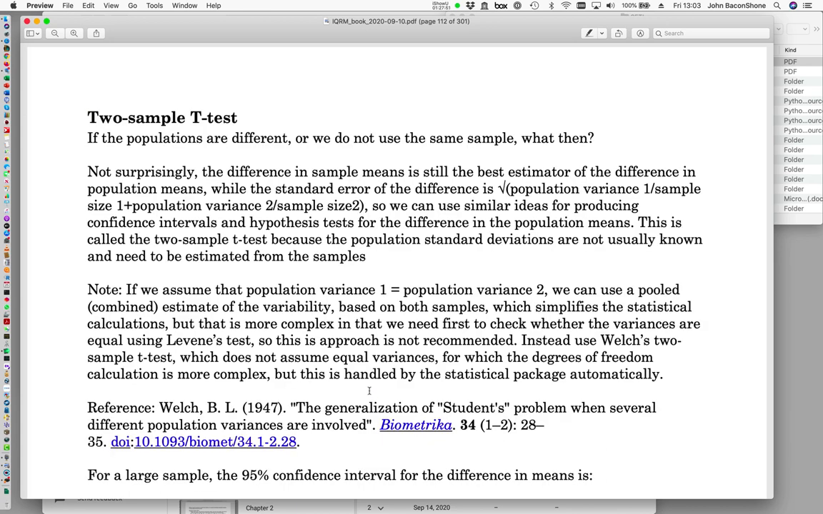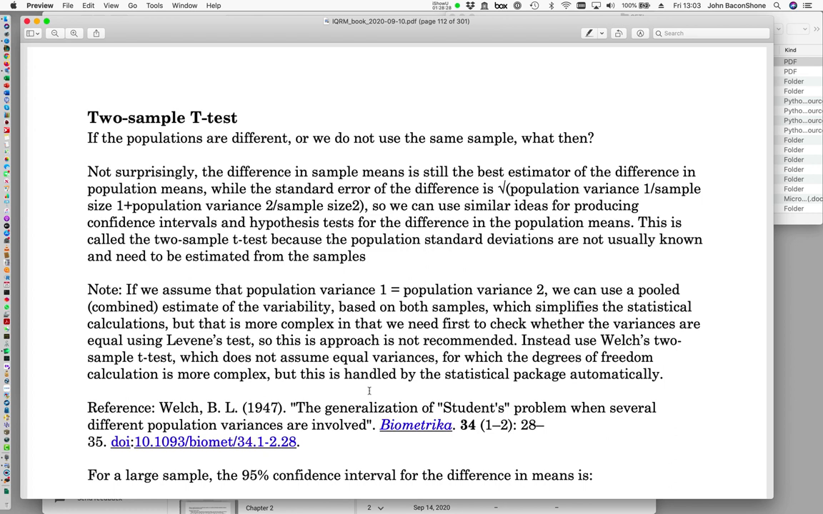So now we come to the two-sample t-test. So two-sample t-test means we either have different populations or at least we have different samples. What then? So again, the difference in sample means is clearly going to be the best estimator of the difference in the population means. Where it's more complicated is the standard error of the difference. So the standard error of the difference in this case will be essentially based on the variability of the difference in the two sample means.